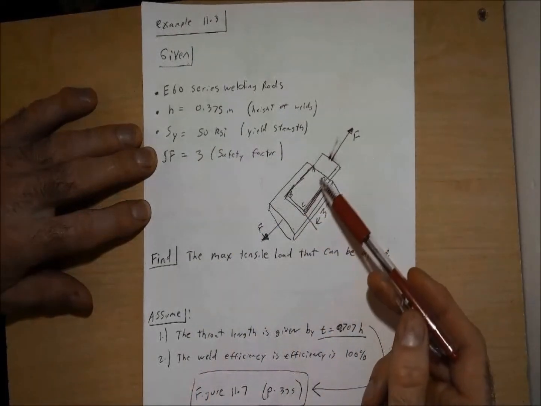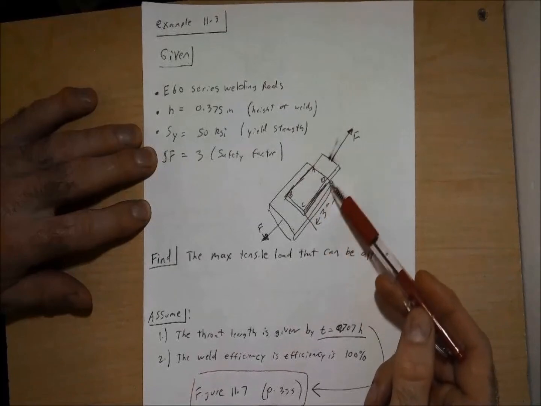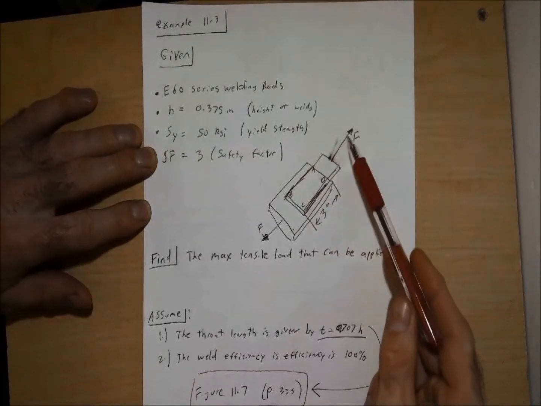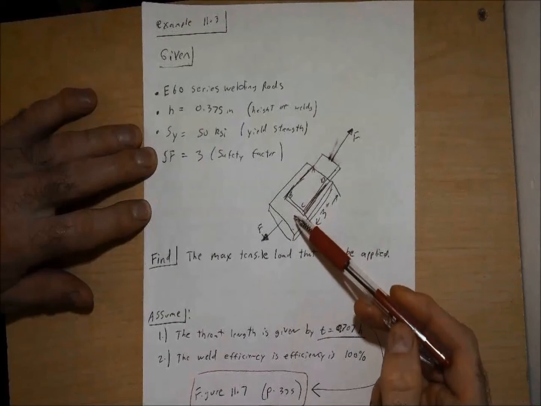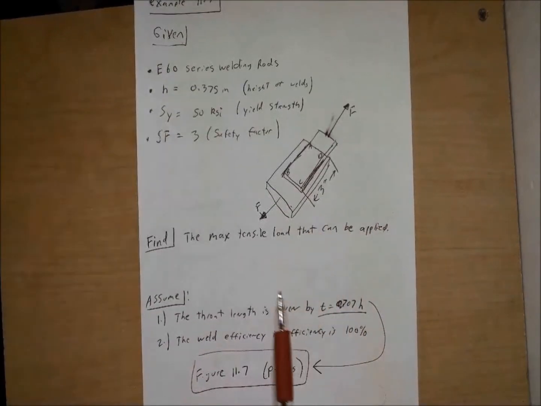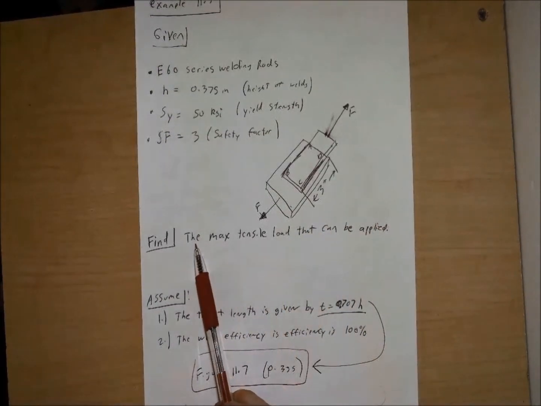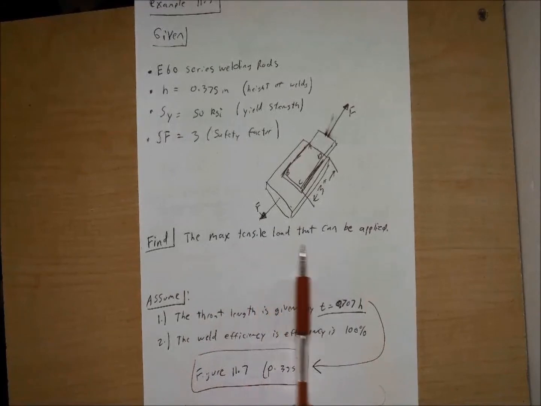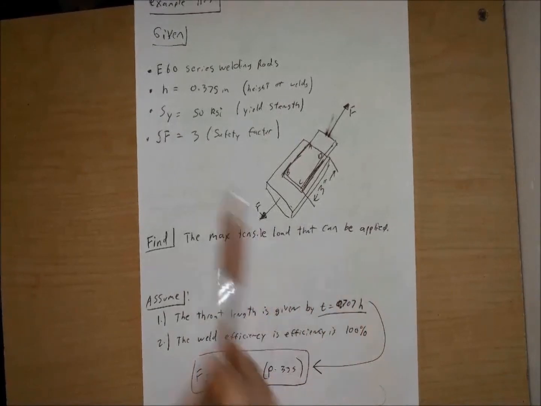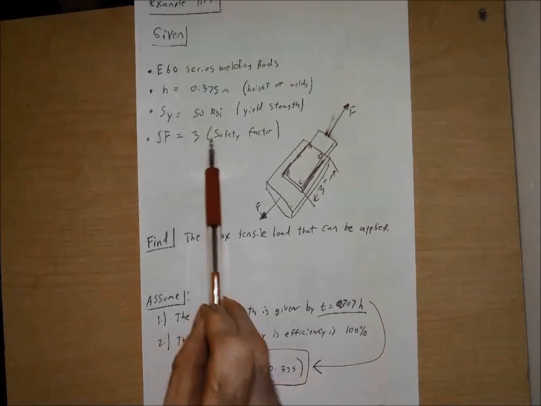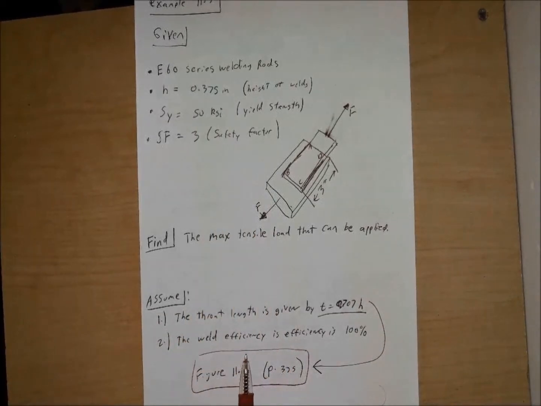Okay, we can see we have our weld length over here, 3 inches as well, given in the schematic diagram. We have our forces out here. We have our 2 different plates. And what do they want us to solve for? Well, they're asking us to solve for the max tensile load that can be applied here to stay within our given safety factor.